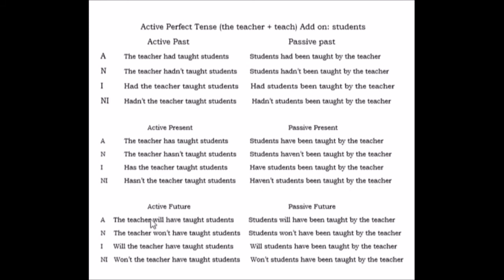The active future. The teacher will have taught students becomes students will have been taught by the teacher in the passive future. The teacher won't have taught students becomes students won't have been taught by the teacher. Will the teacher have taught students becomes will students have been taught by the teacher. Won't the teacher have taught students becomes won't students have been taught by the teacher.